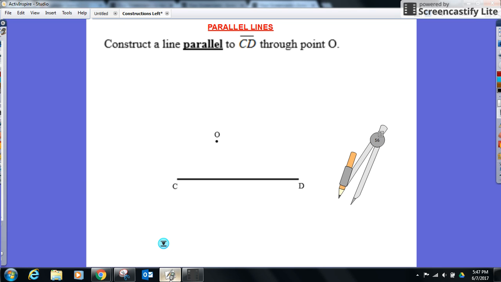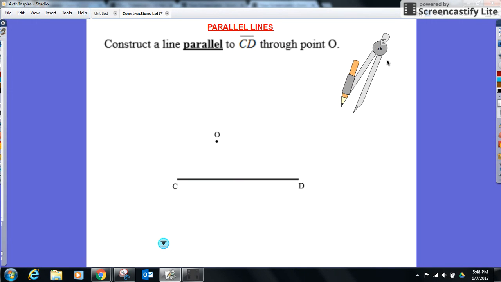For this construction, we'll be practicing constructing parallel lines. You can see we are given line segment CD and point O, and our job is to construct a line parallel to CD and going through point O. If you know how to copy an angle using your compass and straight edge, this should be no problem for you.